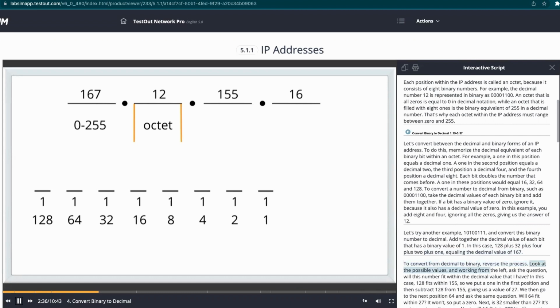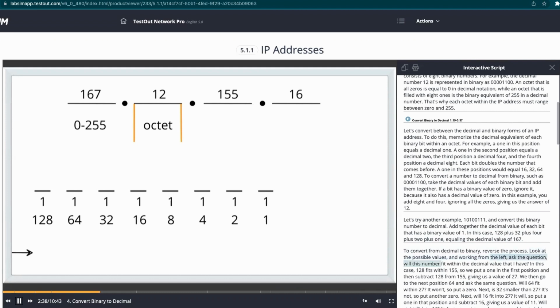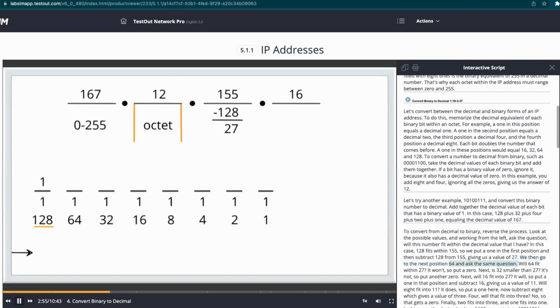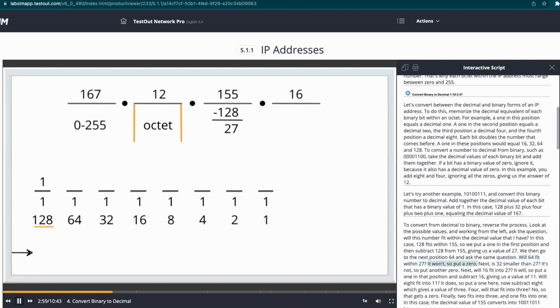Look at the possible values and, working from the left, ask the question, will this number fit within the decimal value that I have? In this case, 128 fits within 155. So we put a 1 in the first position and then subtract 128 from 155, giving us a value of 27. We then go to the next position, 64, and ask the same question. Will 64 fit within 27? It won't, so put a 0.